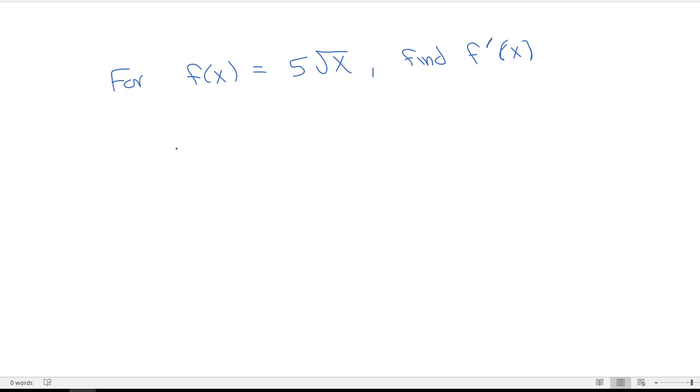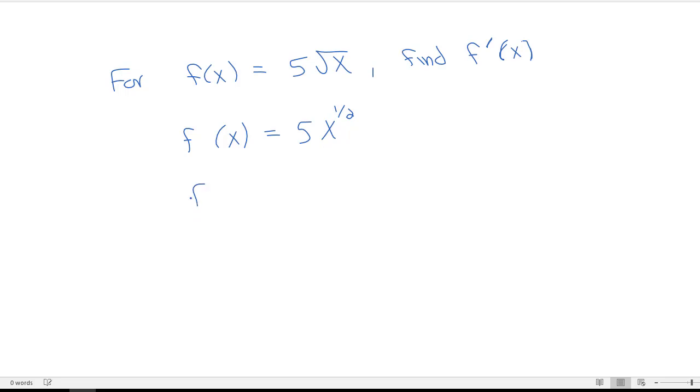Now, for this particular example, I'm going to use the constant rule and the power rule. So the first thing I'm going to do, as we talked about before, I'm going to write the radical as a rational exponent. Uh-oh. That is not the derivative. My apologies. This is just the same function that I have rewritten algebraically. So this is my function.